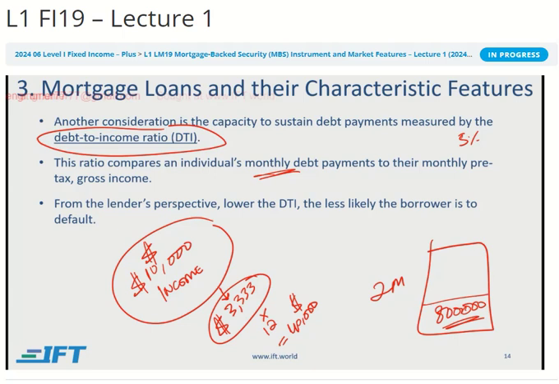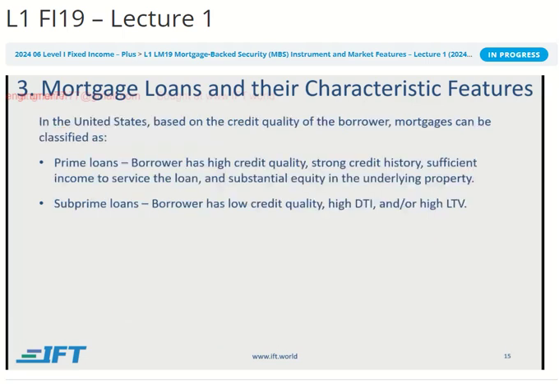What we want is a lower debt to income ratio, so that they should be able to easily pay us that interest and not feel the burden on their income. They should have enough money left from their income to do other things, such as pay their children's school fees or buy the monthly groceries or whatever, right? So that's what separates prime loans from subprime loans.